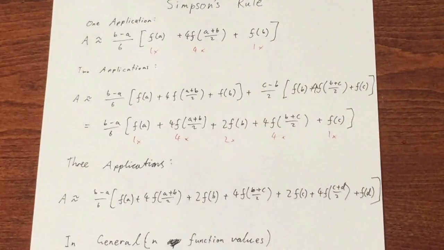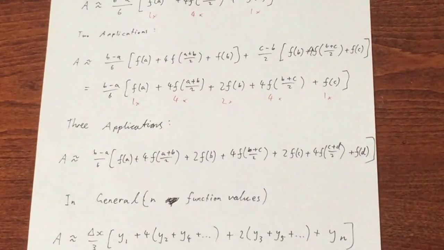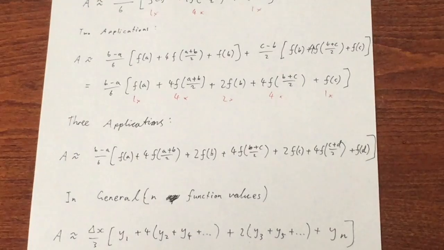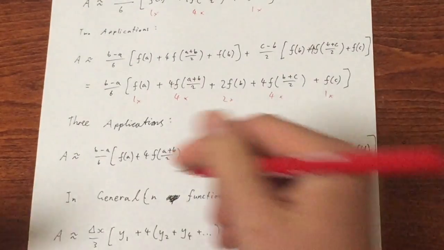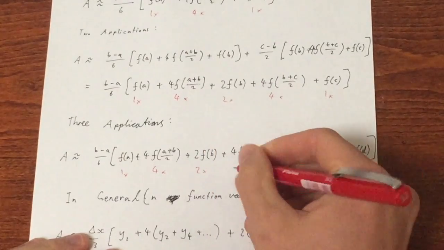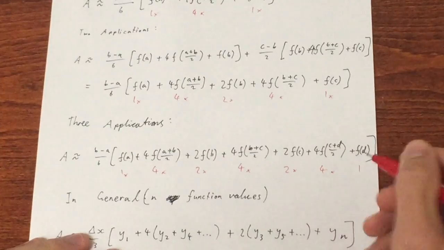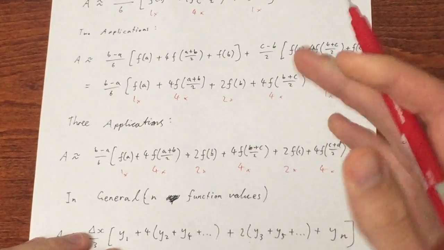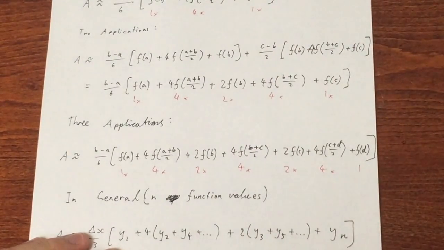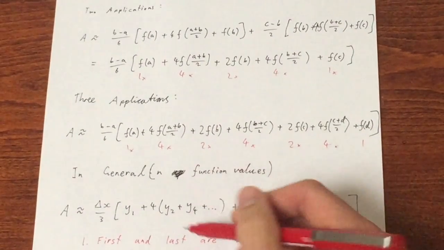And so if this is a little confusing, don't worry. When we get into the example, it'll make a lot of sense. But the important thing is to remember this formula coming up. Basically, no matter how many applications you do, you're going to get this pattern of multipliers for the y values, where it's going to go 1, 4, 2, 4, etc., and then end with a 1. And in general, for n function values, this is the formula here.